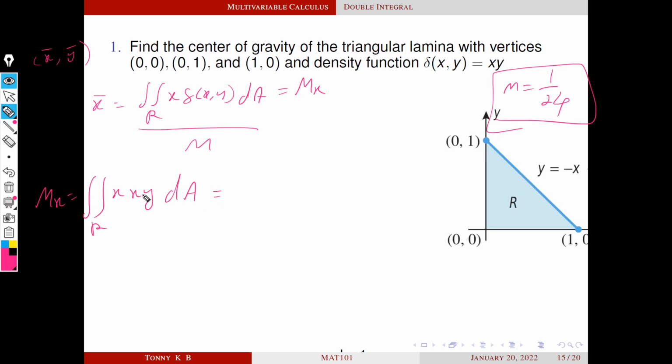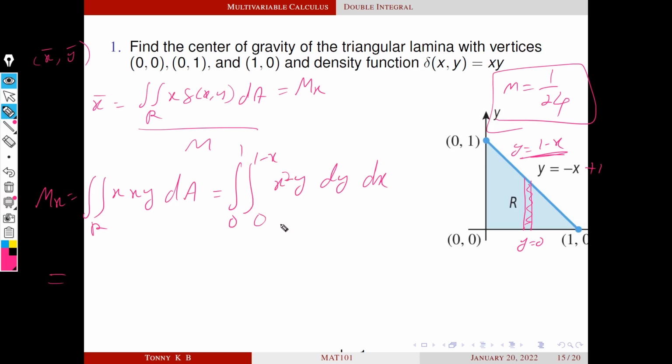So we have to integrate over this triangular region. Better you consider a vertical strip. What is the lower value of y? y equal to 0 up to y equal to, oh, this is actually y equal to 1 minus x. Equation of the straight line is x plus y equal to 1. So the strip is varying from x equal to 0 to x equal to 1. So the integral is like this: 0 to 1, 0 to 1 minus x, x square y dy dx.